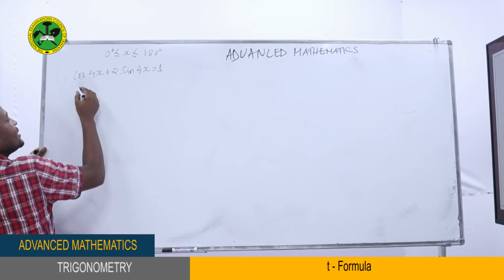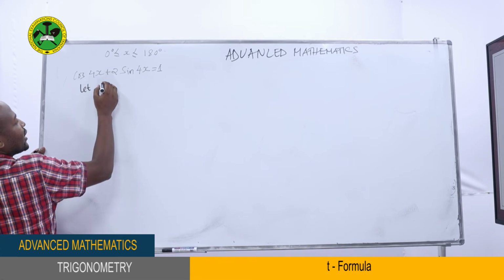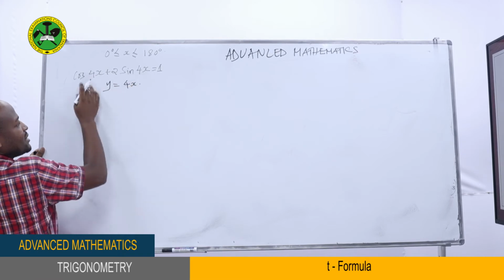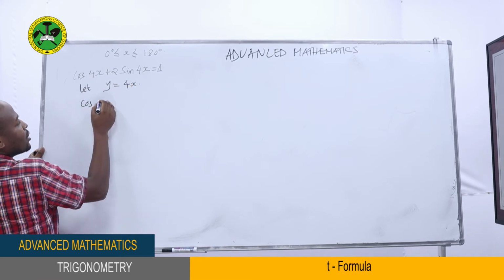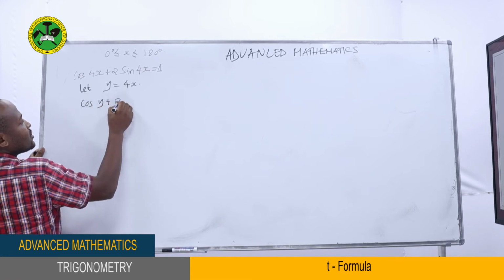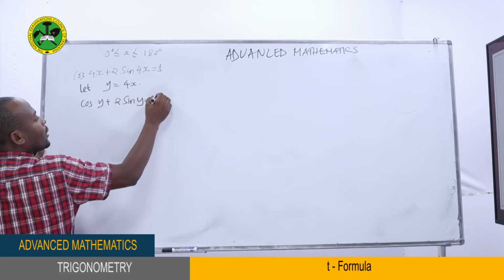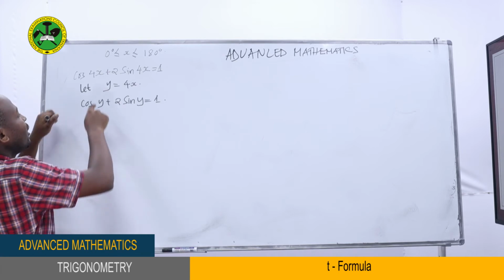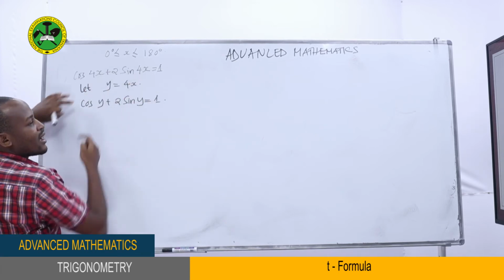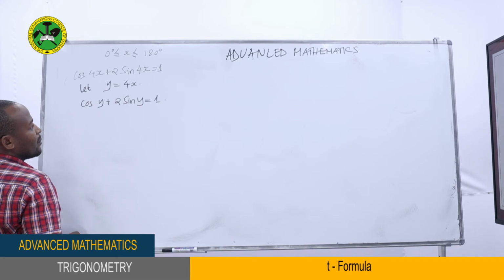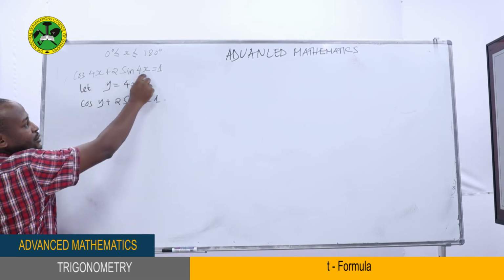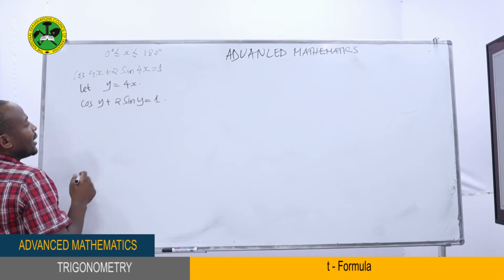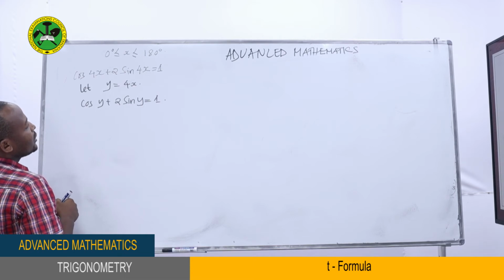For example, let's say y = 4x. That means I'll be left with cos y + 2 sin y = 1. But this is possible when the angles there are the same. If, let's say, there is 2x and there is 4x, that means you have to expand and get the value in terms of cos and sine. Now let's see how we can do this.